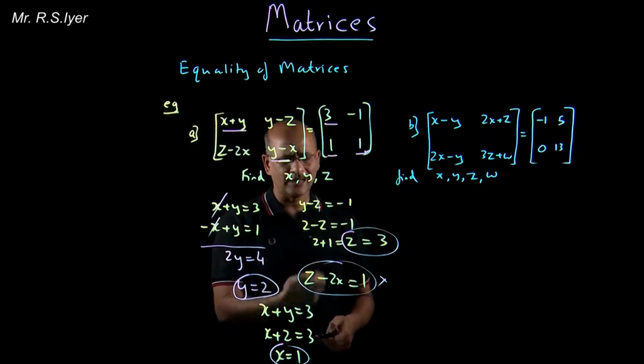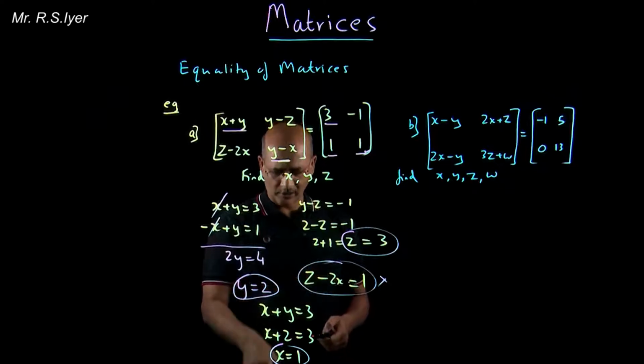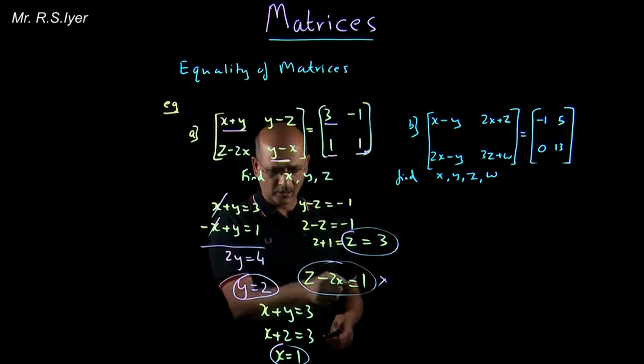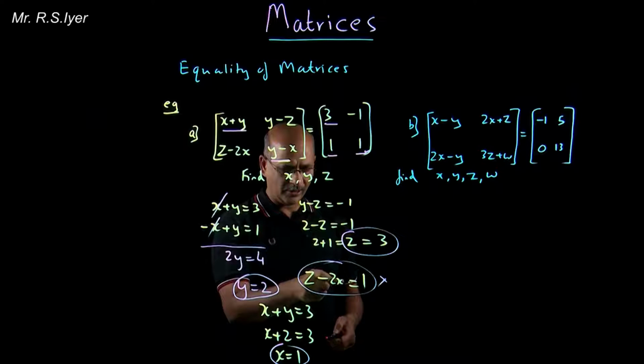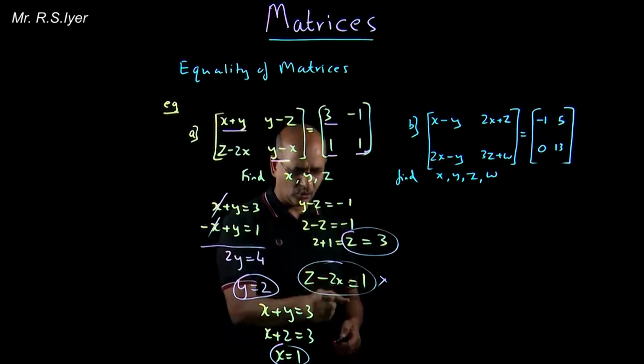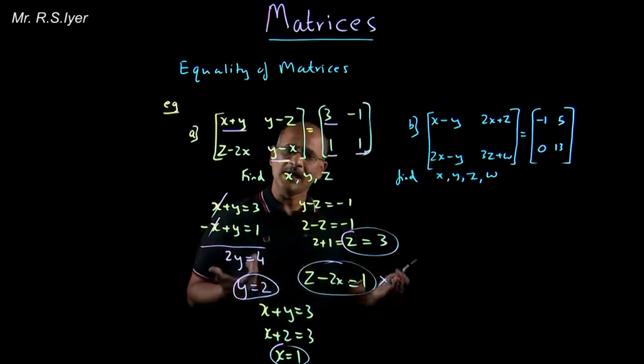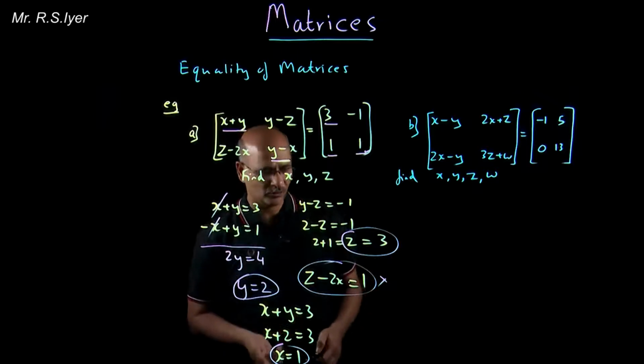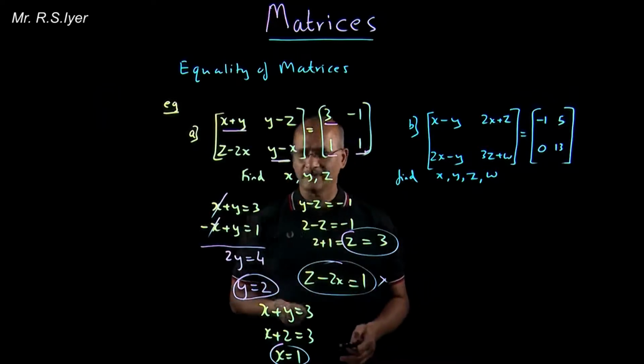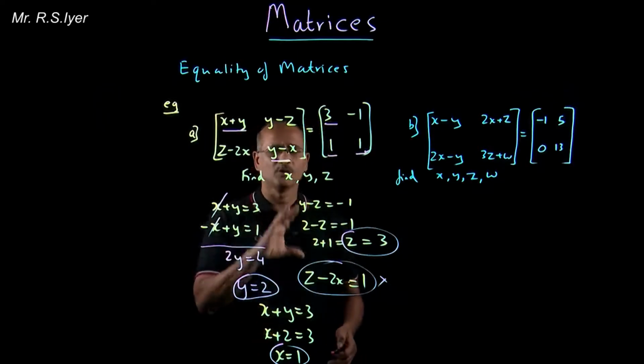Now if you want, you can confirm. Now from z minus 2x, what is the z value? You got 3, minus x is nothing but 1. So 3 minus 2 into 1. So 3 minus 2 is 1. So 1 is equal to 1. LHS is equal to RHS. So this way you can verify the question also. But of course, we don't need to show that verification here in this case. I hope you got this point clear.